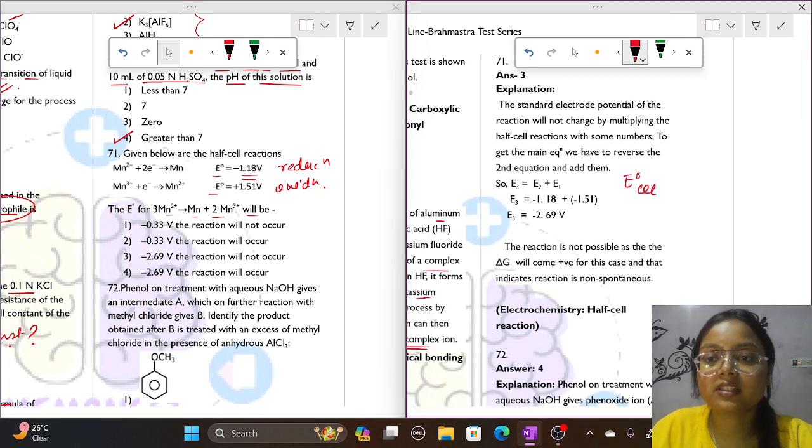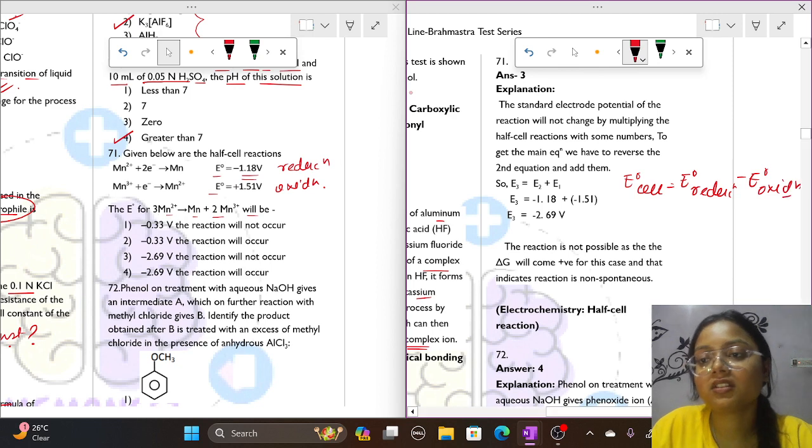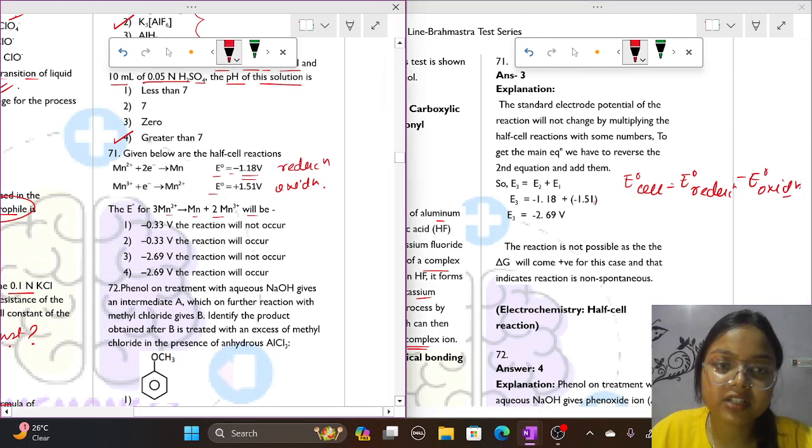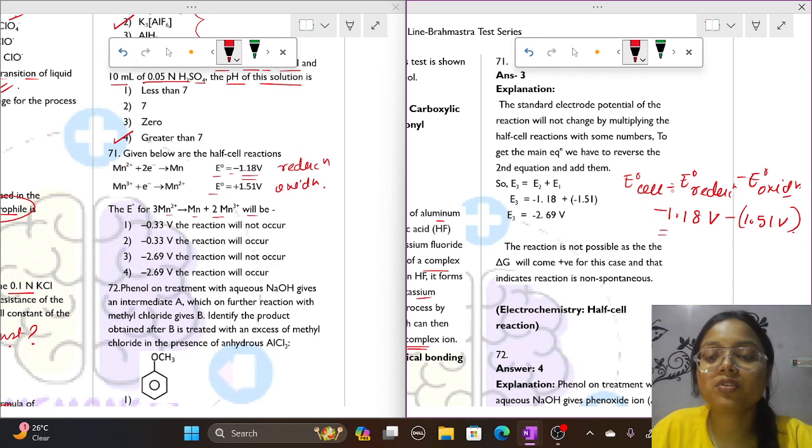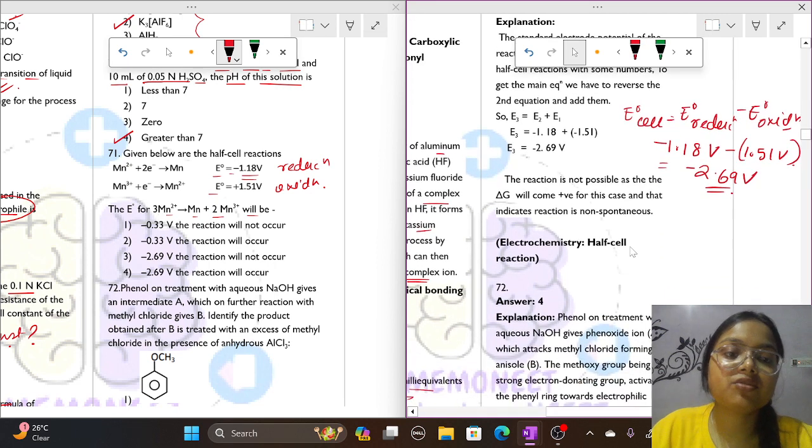So for E naught cell, what is the formula? E naught of reduction minus E naught of oxidation. The value for the reduction half cell is given as minus 1.818 volt, and the E naught for oxidation is given as 1.51 volt. So this comes out to be minus 2.69 volt. So minus 2.69 is the correct option for E naught cell.